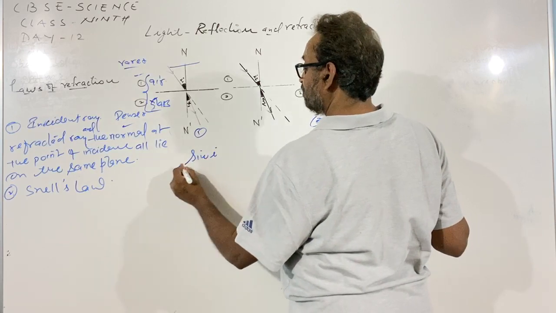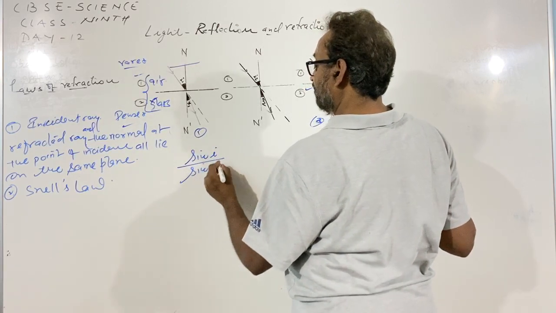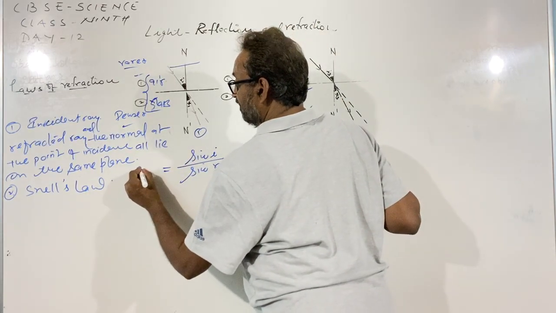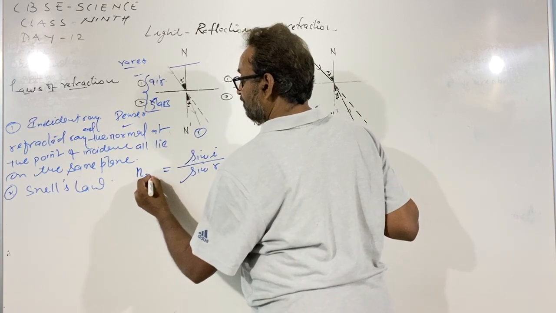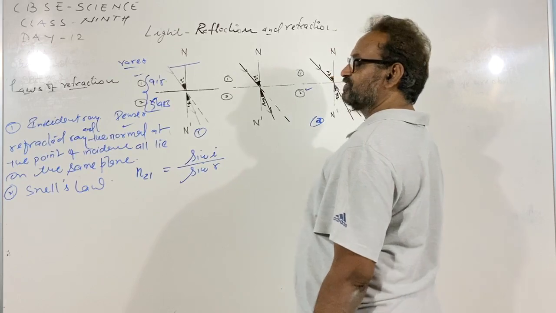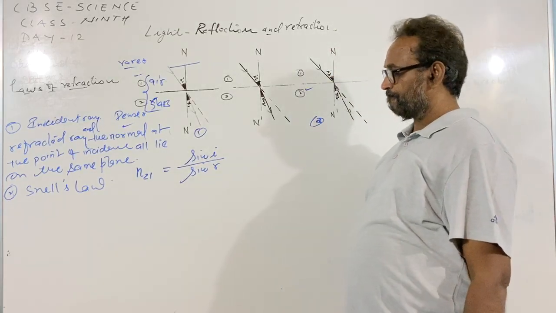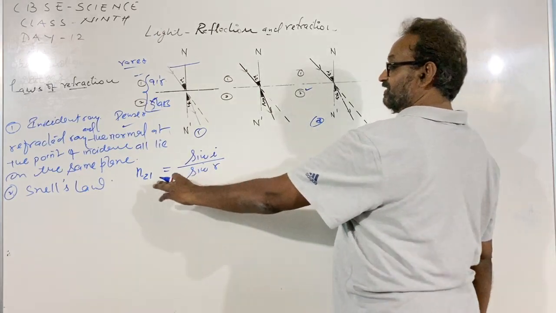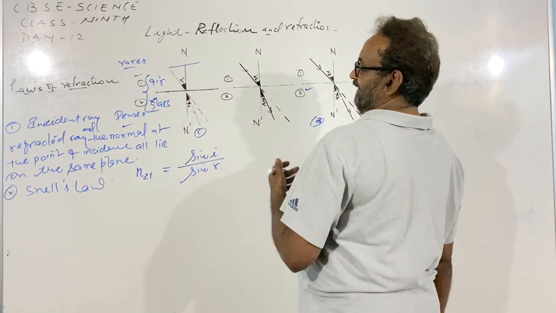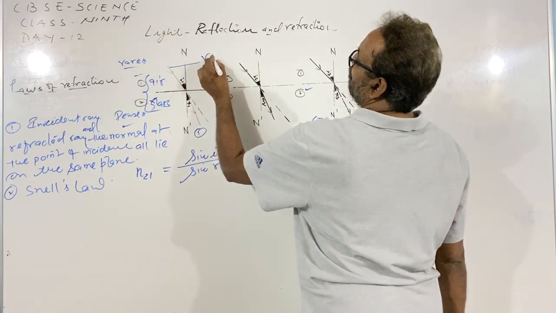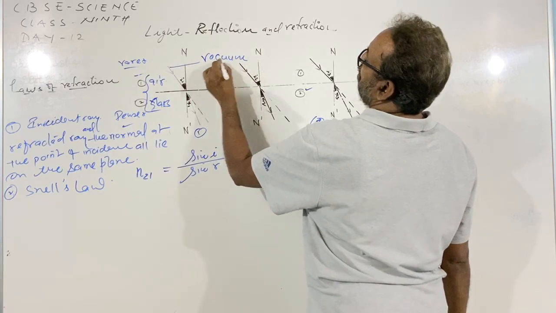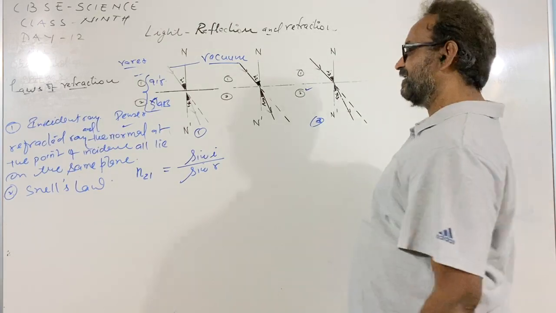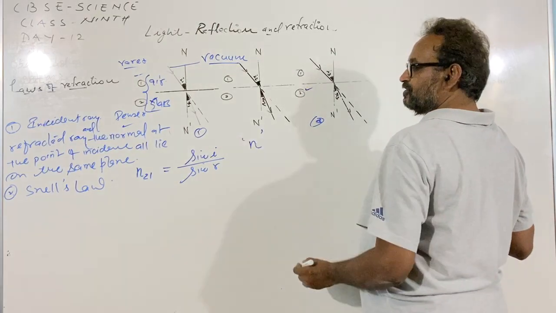Sine of angle of incidence to the sine of angle of refraction is a constant. This constant is called refractive index of the second medium with respect to first medium. If the refractive index of the second medium is determined with respect to vacuum, it is called absolute refractive index and it is denoted by n.